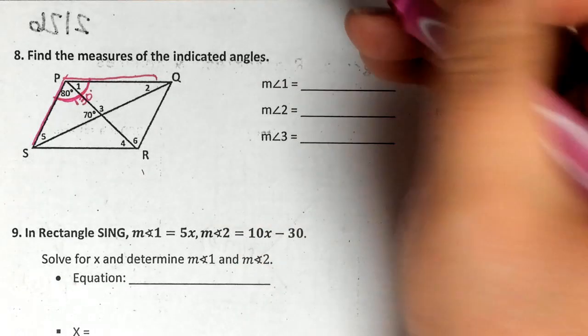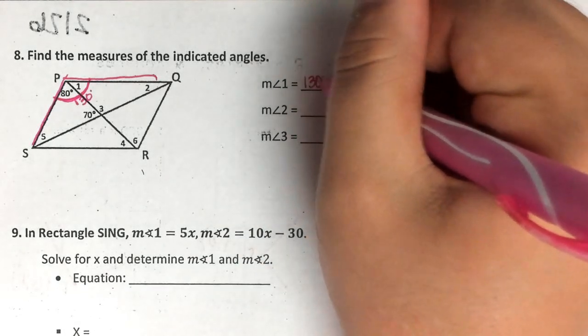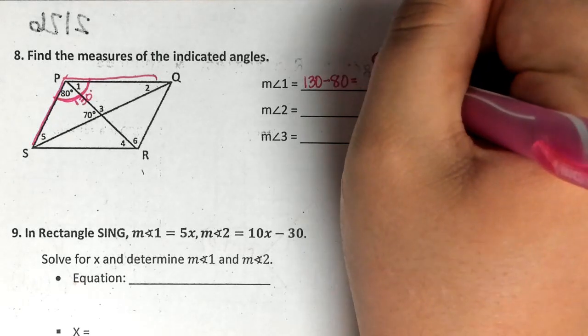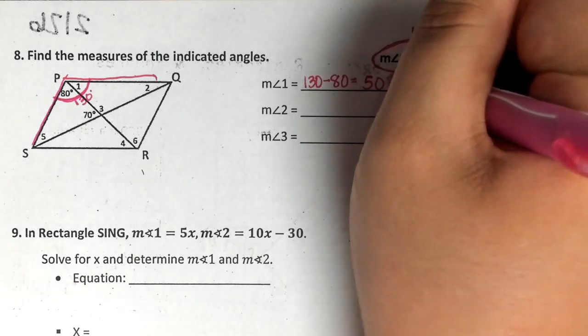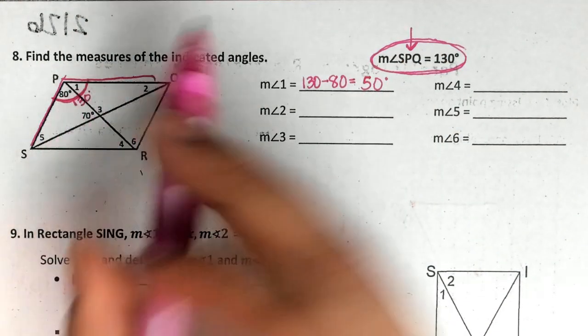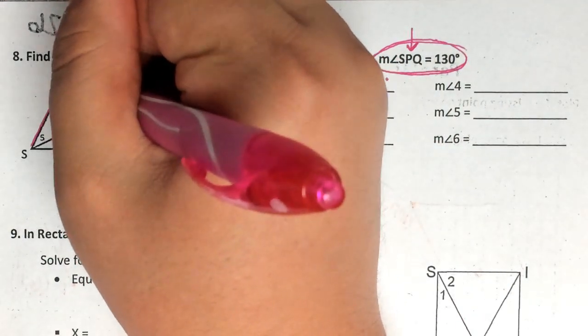You subtract 80 from 130. What is 130 minus 80? It is... 50 degrees? Did I do the math wrong? No, you did it right. I was just making sure. It is 50 degrees. So this number 1 right here is 50 degrees.